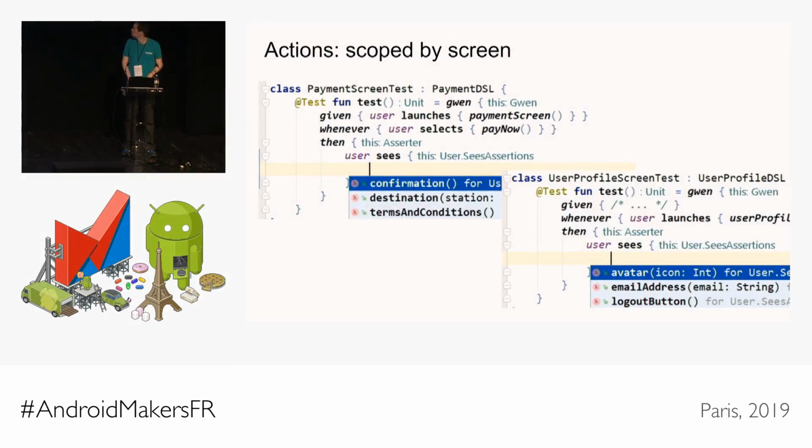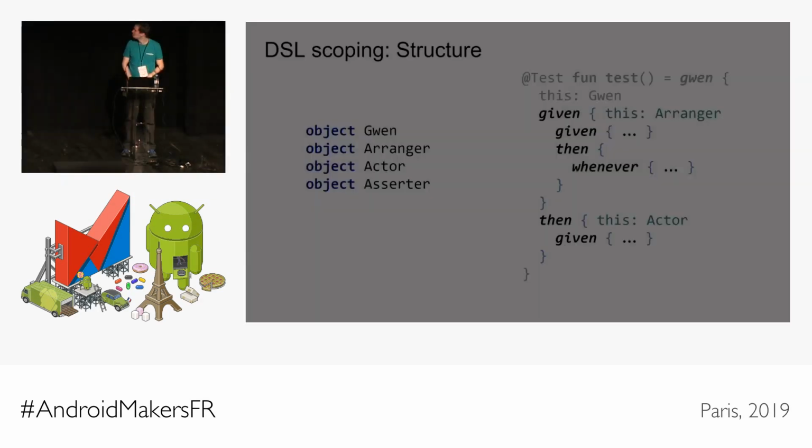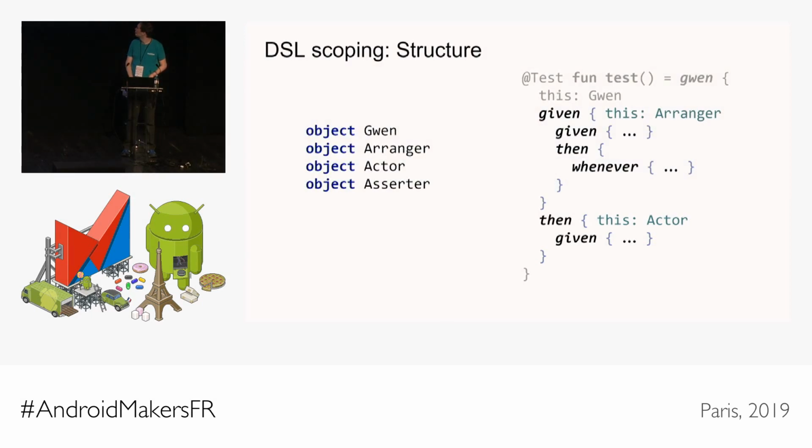So this is how it looks. In the payment screen test, the code completion gives us the payment-related stuff, and in the user profile test, we get the user profile functions only. This helped us with the collaborators being scoped, but the generic structure is still quite relaxed. We can write this, which, I think, is wrong. It doesn't really show what we are trying to test. And we should use the compiler to help us figure this out.